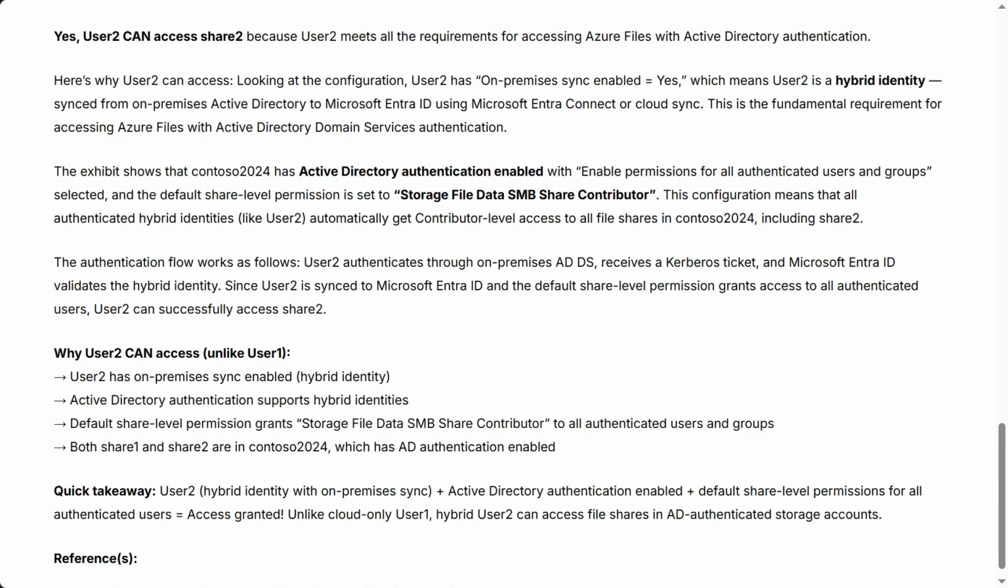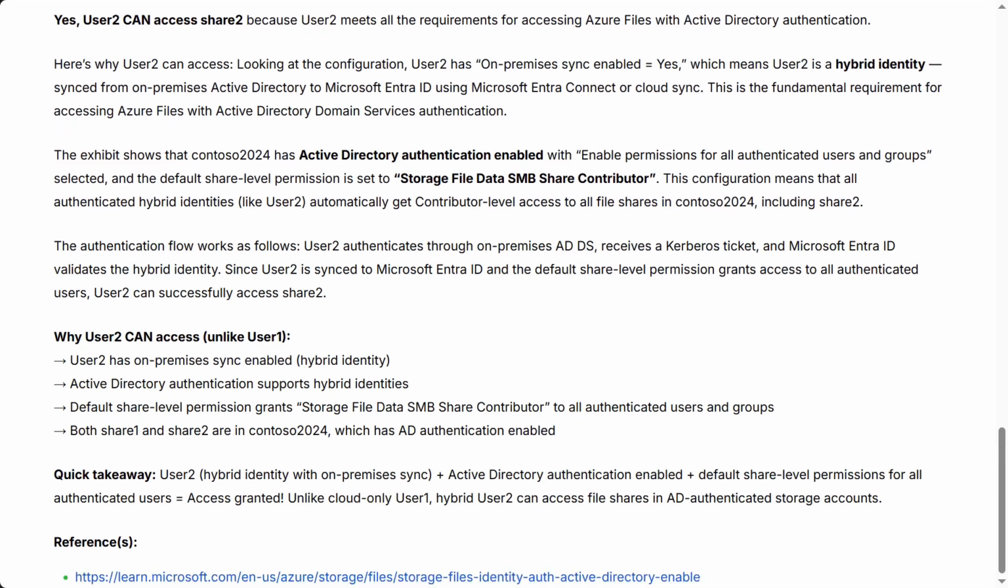Why user 2 can access? Unlike user 1, user 2 has on-premises sync enabled, hybrid identity. Active Directory authentication supports hybrid identities. Default share level permission grants Storage File Data SMB Share Contributor to all authenticated users and groups. Both Share 1 and Share 2 are in Contoso 2024, which has AD authentication enabled. Quick takeaway: user 2 hybrid identity with on-premises sync, plus Active Directory authentication enabled, plus default share level permissions for all authenticated users equals access granted. Unlike cloud-only user 1, hybrid user 2 can access file shares in AD-authenticated storage accounts.